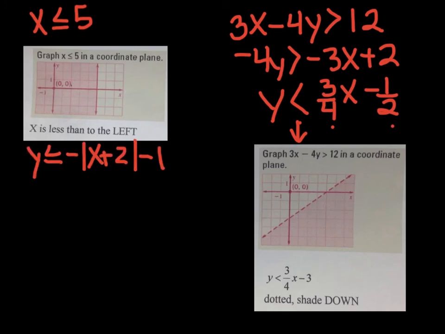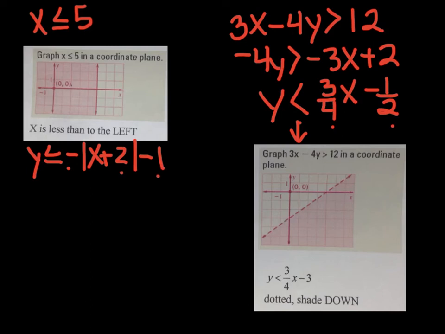All right, now we're going to graph y is less than or equal to negative absolute value of x plus 2, and then minus 1. So we know how to graph this now because we did transformations yesterday. We know that this is the absolute value v reflected over the x-axis, shifted left 2, and down 1.